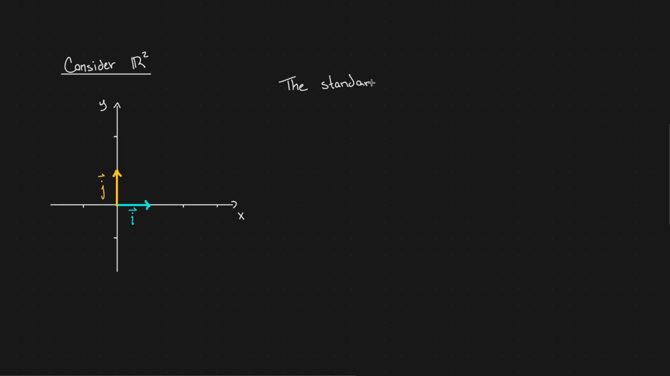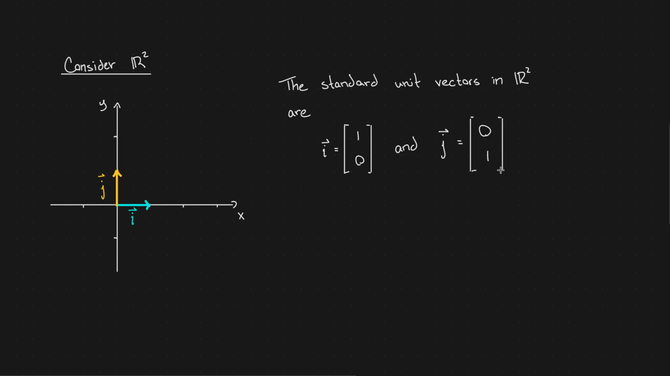So the standard unit vectors in R2 are i, and if we write i in component form, then we're moving in the positive x direction, and we're a unit vector, so the components will be 1, 0. So it has length 1, and it's pointing only in the positive x direction. And vector j, the components of vector j are going to be 0, 1. So it's a unit vector, length 1, and it's pointing in the positive y direction.